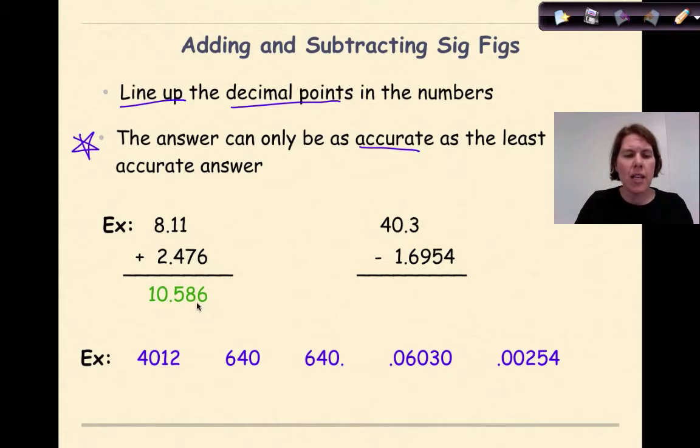10.586. Now, the key thing to know here is that 8.11 goes out 2 decimal places, while 2.476 goes out 3 decimal places. This is my less accurate number. Therefore, when I line these up, I can only go out 2 decimal places, which means I have to round up that 6. So the final answer when you add these two numbers together will be 10.59, going out 2 decimal places.